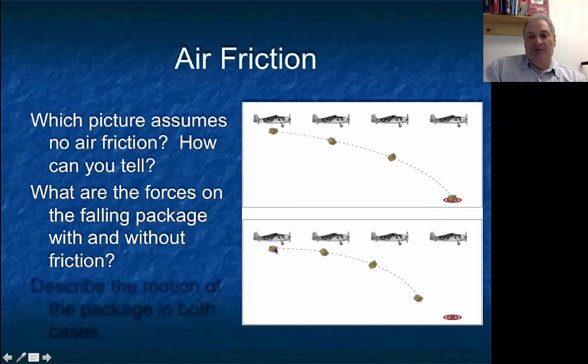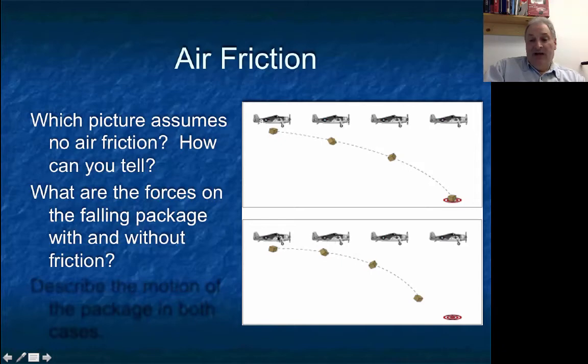In picture B, what are the forces on the package? Well, now there's air friction. So there's a gravitational force down once the package is released, and there's also friction, which is opposing its motion. So it's got a motion from left to right across the screen, and friction is opposing that, so there's a frictional force backward. There's also a frictional force up that slows the package's falling. It's opposed to the gravitational force down. So that's why the package lags behind the plane, because it's experiencing friction.